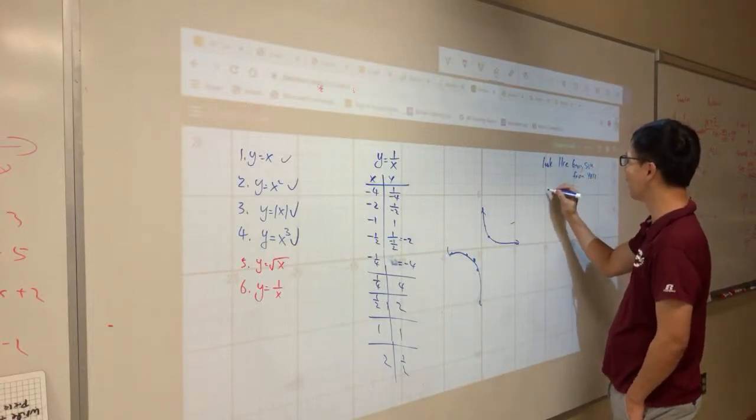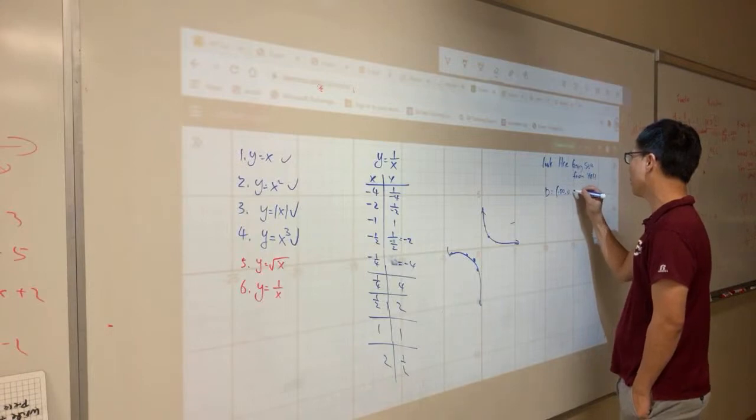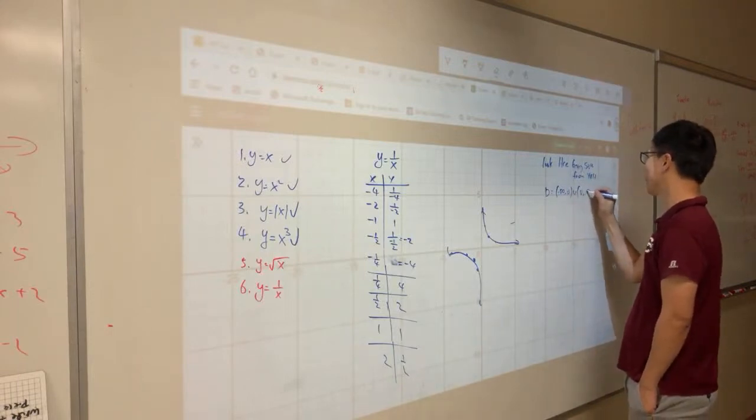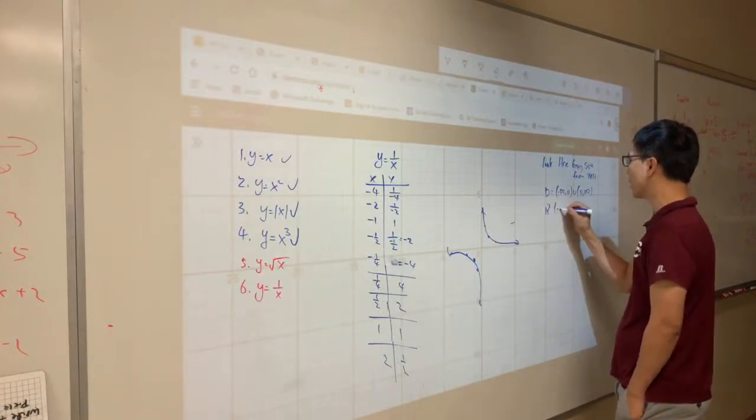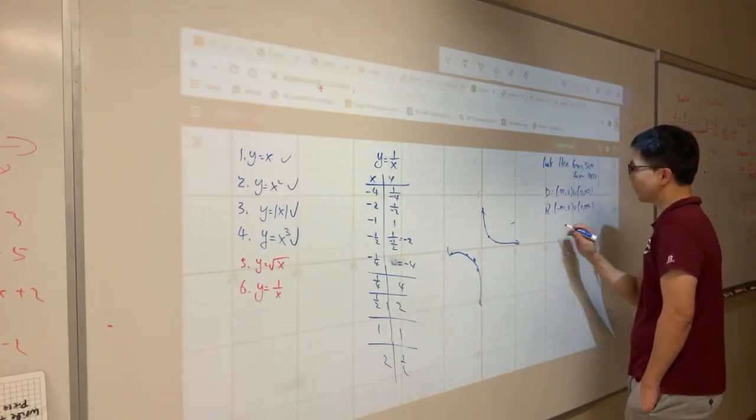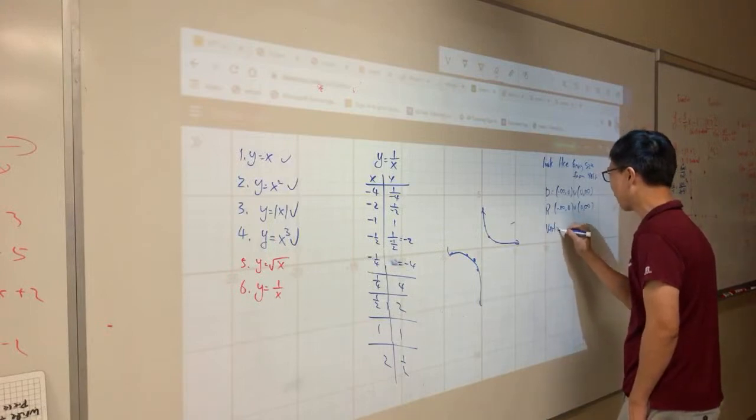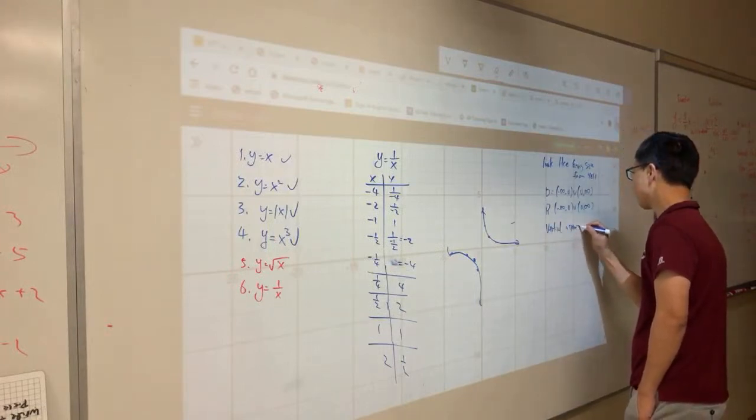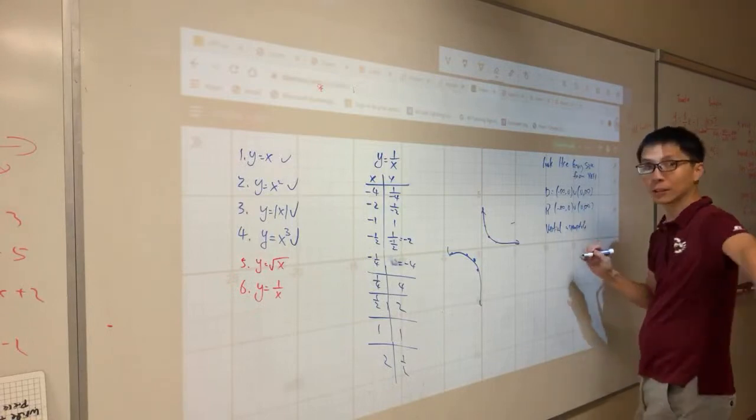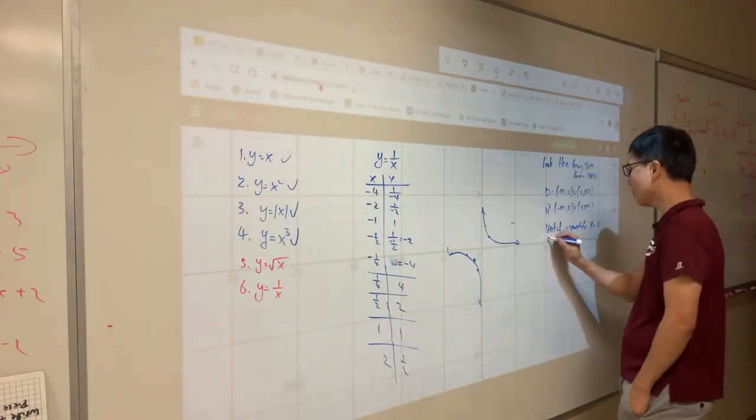Okay, so the domain is going to be -infinity to 0, union 0 to infinity. Your range is -infinity to 0, union 0 to infinity. And there's an asymptote, so the vertical asymptote is going to be x equal to 0.